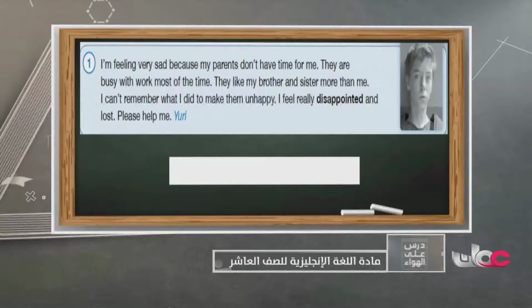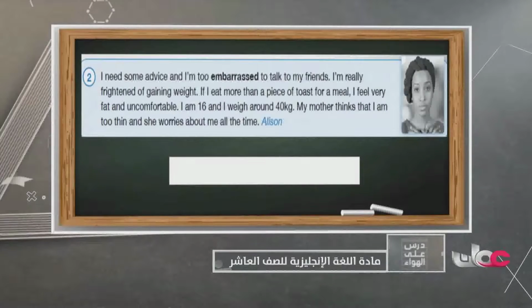His name is Yuri, and he is explaining his problem. He said, I am feeling very sad because my parents do not have time for me. They are very busy with work, and most of the time they are busy with their work. They like my brother and sister more than me. I can't remember what I did to make them unhappy, and I feel disappointed and lost. So please help me. So this person is suffering from depression.